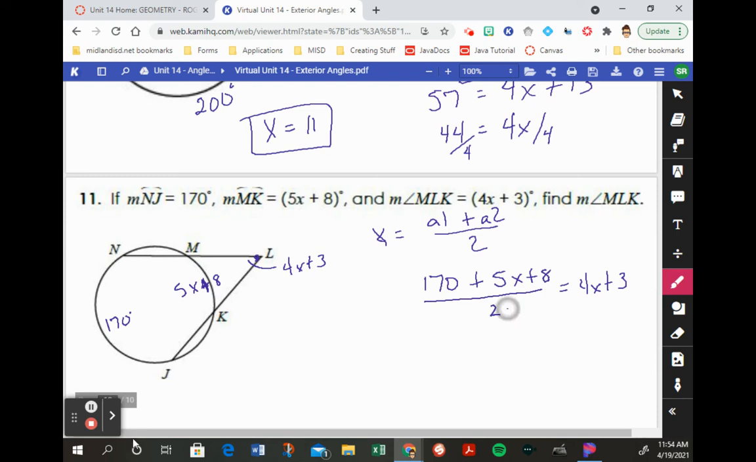I'm going to multiply by 2 to get rid of that divide by 2. So 178 plus 5x, I combine the 8 and the 170, equal to 8x plus 6. Make sure you multiply times the 4 and the 3. Okay?